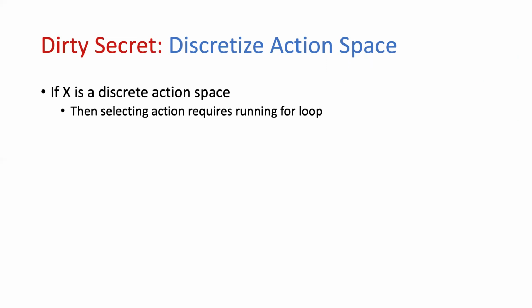I want to talk about a dirty secret that I've mostly avoided so far in this research area, which is discretizing the action space. If X is already a discrete action space, then selecting the optimal action, the argmax we have to solve for, basically requires running a for loop. Let's say it's 1,000 actions. We're doing GP-UCB, so it's mean plus standard deviation. We just run a for loop over all the actions, compute the mean plus standard deviation, and choose the one that's best.